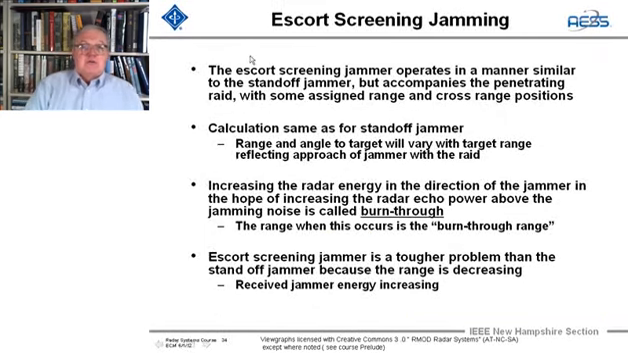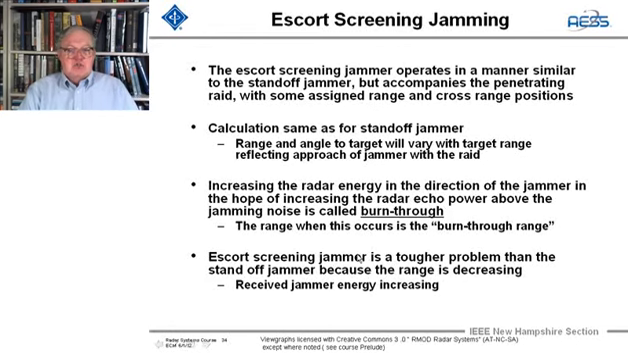Now with escort screening jamming, that operates in a similar manner to standoff, but accompanies the penetrating raid and sometimes in the same range and cross-range positions. Calculations are the same as for standoff, increasing the radar energy in the direction of the jammer in the hopes of increasing the radar power so that the echo power is above the jamming noise. It's called the burn-through range. So if we could turn up the power on the radar, we want to know at what range will we be able to see the jammer. Will it be above the signal-to-jammer ratio?